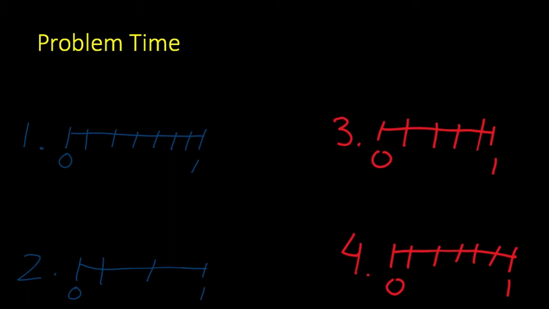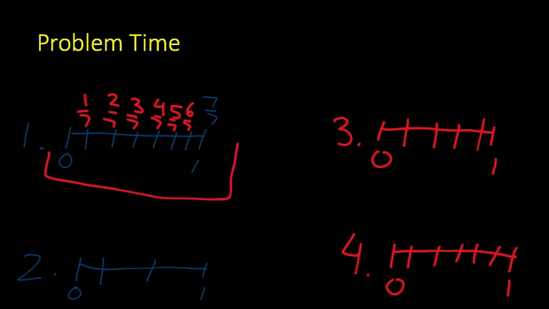Let's count how many there are. There's 1, 2, 3, 4, 5, 6, 7. So the total will be 7/7. And now let's start counting. Let me get my pen out. So this would be 1/7, 2/7, 3/7, 4/7, 5/7, 6/7. All I did was plot the numbers down from 0 to 1.